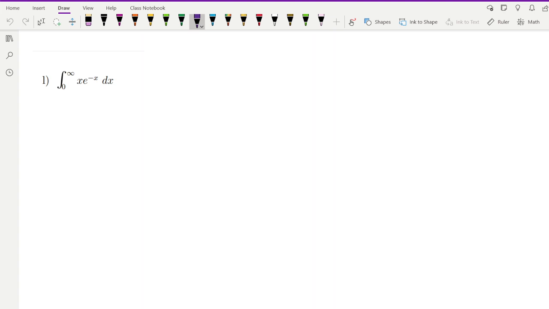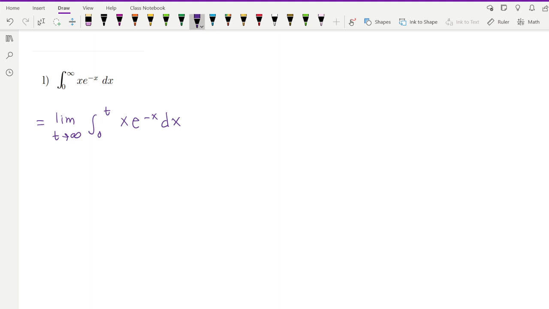Again, as I mentioned in the last one, the comparison theorem really comes up in situations where you don't know how to find the antiderivative. This one we do. We've worked with functions that look like this before. So let's start by just rewriting this as a limit. It's the limit as t approaches infinity of the integral from 0 to t of x times e to the negative x dx. So now we can just focus on evaluating this integral.